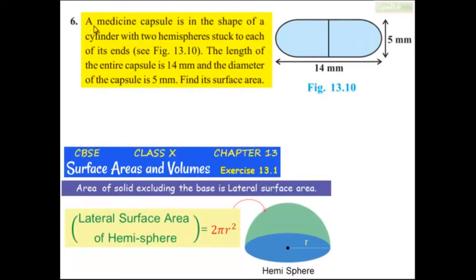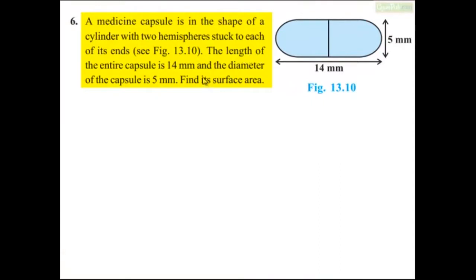Now coming to the sixth question. A medicine capsule is in the form of a cylinder with two hemispheres stuck at each of its ends. The length of the entire capsule is 14 mm and the diameter of the capsule is 5 mm. Find its surface area. Now coming to the solution.